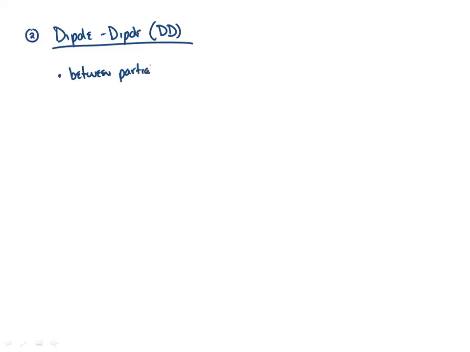Okay, so the second attractive force is the one we just got done talking about, dipole-dipole, or DD. And again, that's between partial charges. And you have to have polar molecules. And that means that it's electrostatic, which means it's simply opposites attract. And it's a weak force, but it's greater than LDF.